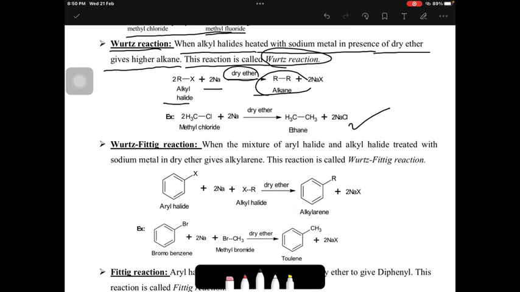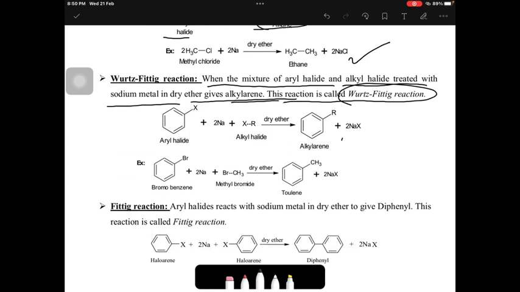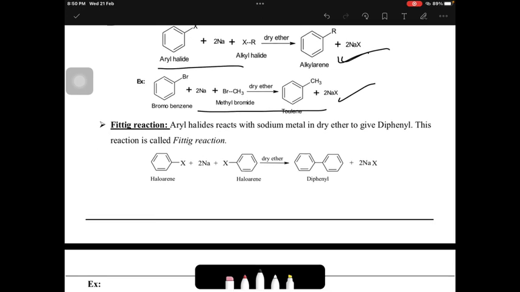Wurtz-Fittig reaction. Here, when a mixture of aryl halide and alkyl halide is treated with sodium metal in dry ether, it gives alkylarenes. This reaction is called the Wurtz-Fittig reaction. Examples: general equation, and this is an example.